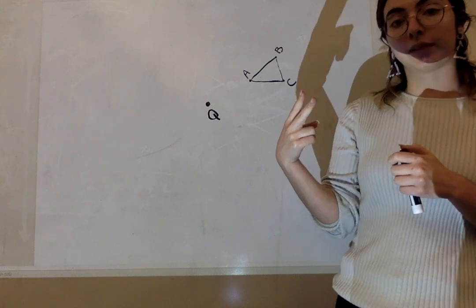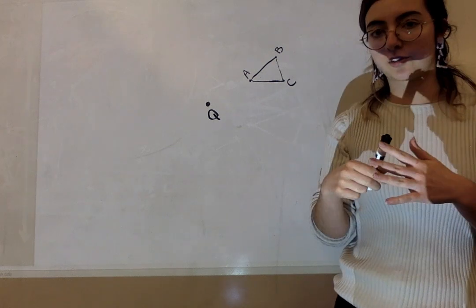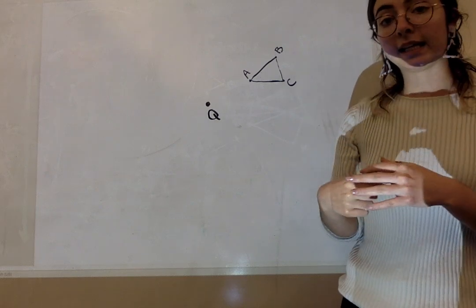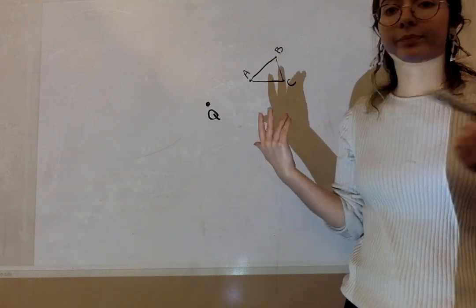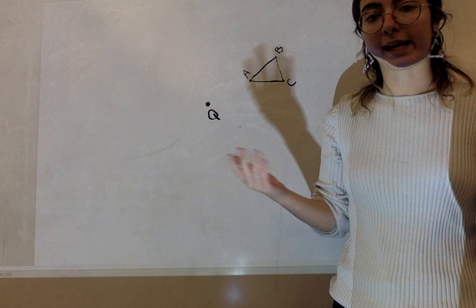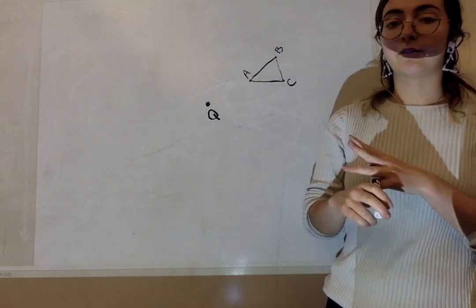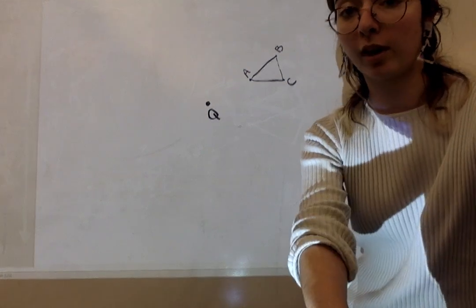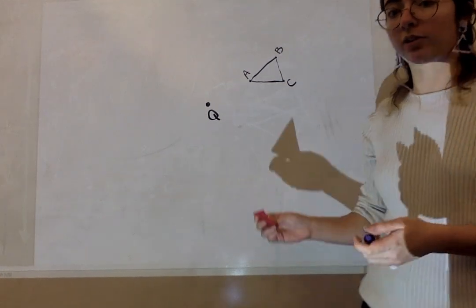So the first piece of information you need is where's the center of rotation. The second piece of information you need is how many degrees it is going to be rotated. Is it going to be rotated 90, 180, or 360? Where will it end up? The third piece of information you need is the direction. Is it going to go clockwise or counterclockwise?